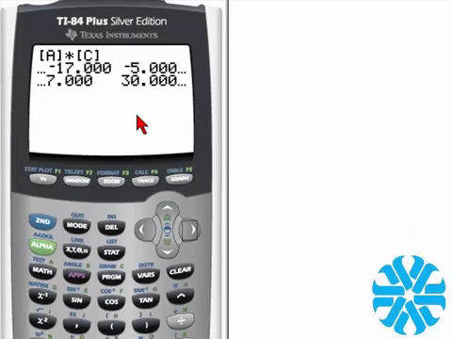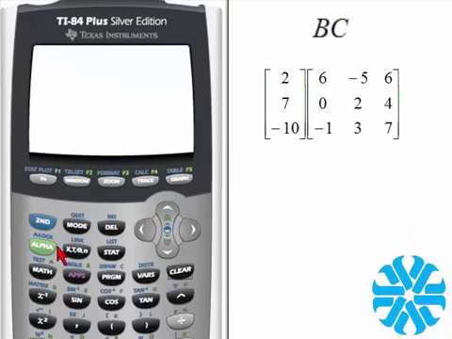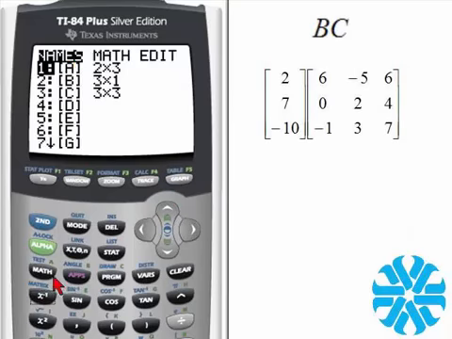Example 3 will illustrate the error when you try to compute the product of two matrices where the number of columns of the first matrix does not equal the number of rows of the second matrix. So let's try to compute matrix B times matrix C. Let's clear the screen. Let's go to second function matrix. Okay, we want matrix B times matrix C. Well, if you notice, the number of columns of matrix B does not equal the number of rows of matrix C. So we should get an error when we try to compute the product.